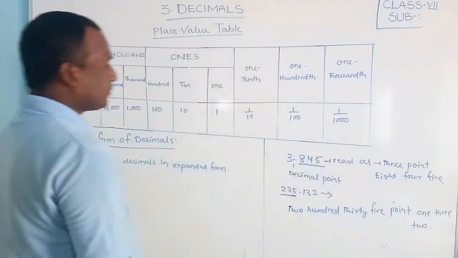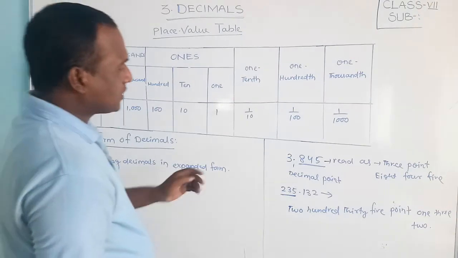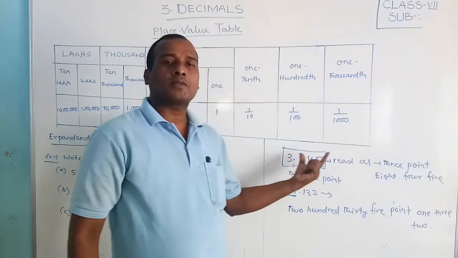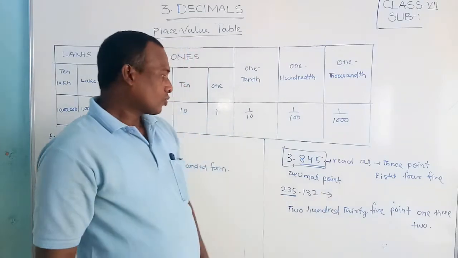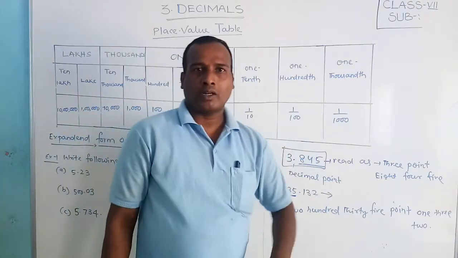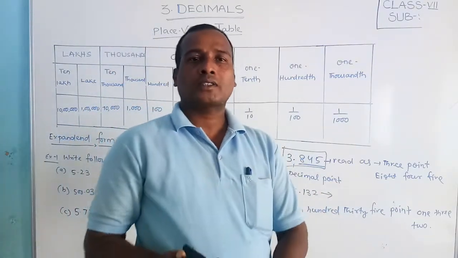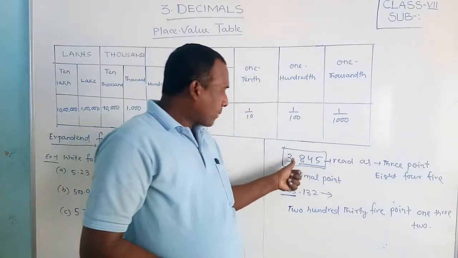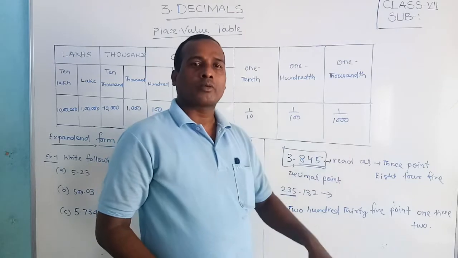Students, now we are going to discuss the place value of decimal numbers. There are different places, like in our Indian place value chapter where there are ones, thousands, lakhs and crores. In the same way, after the decimal point we have to learn the places also.